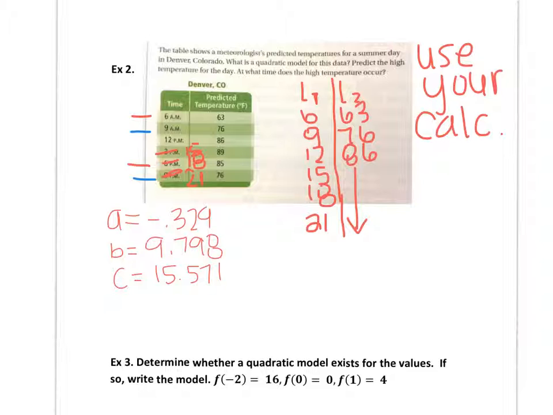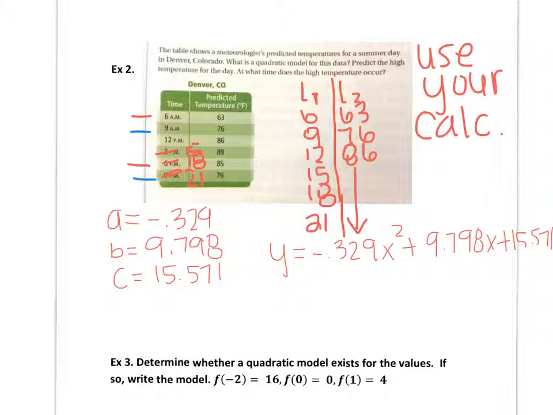So then what you're going to do, part A, or the first question that it asks us is, what is a quadratic model for this data? So the answer to that will obviously be to take the values and put it into a quadratic format. So that is our A value, so ax squared plus bx plus c. Okay, so that is the answer to the first question.